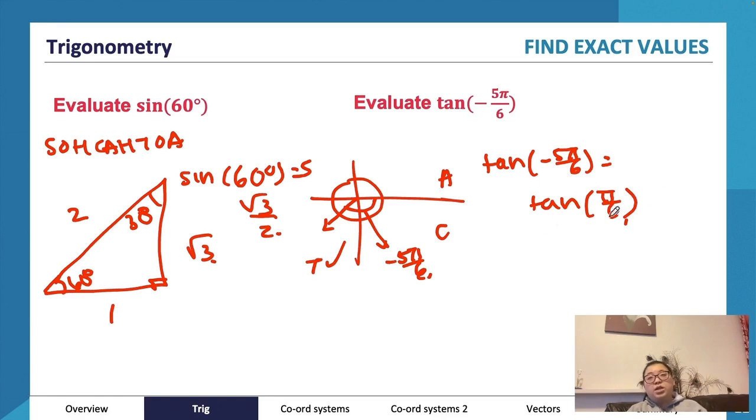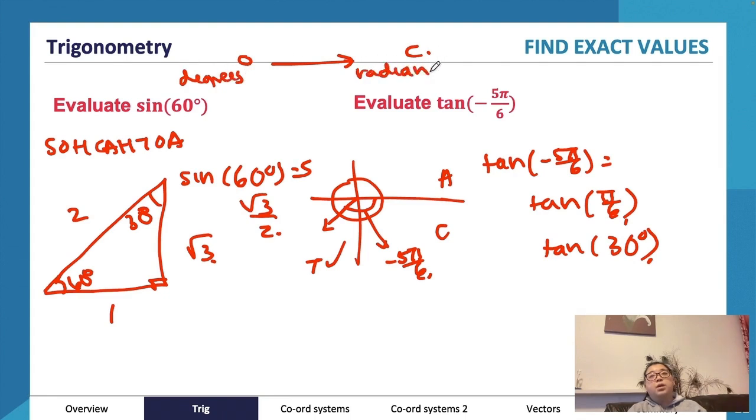Let's just use the same triangle rather than writing it out again. So tan pi on 6 is equivalent to tan 30 degrees. The transition between the two is this: if you want to go from degrees to radians, you divide by 180 and times by pi. If you want to go from radians to degrees, you times by 180 and divide by pi.